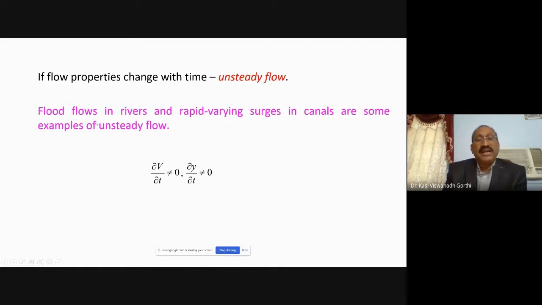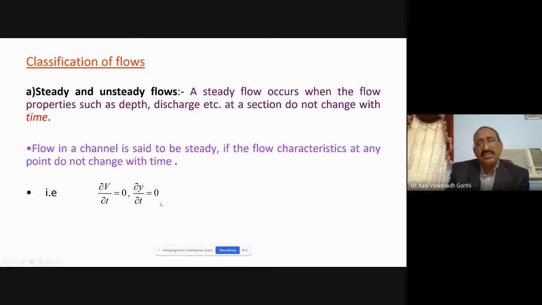Flood flows in rivers and rapidly varying surges in canals are some examples of unsteady flow. Since the velocity is changing with respect to time, it is not constant. So if you take a differential, ∂v/∂t is not equal to 0. Similarly, ∂y/∂t is not equal to 0. So this represents that the flow is unsteady, whereas the earlier one represents that the flow is steady.